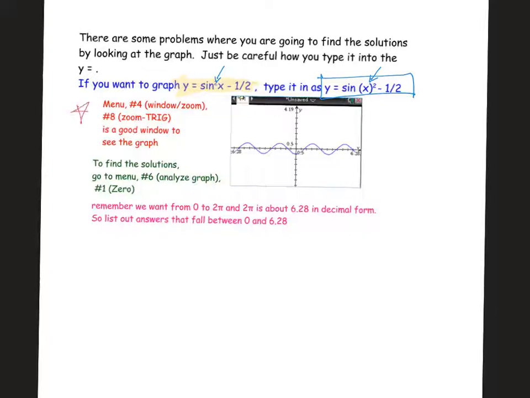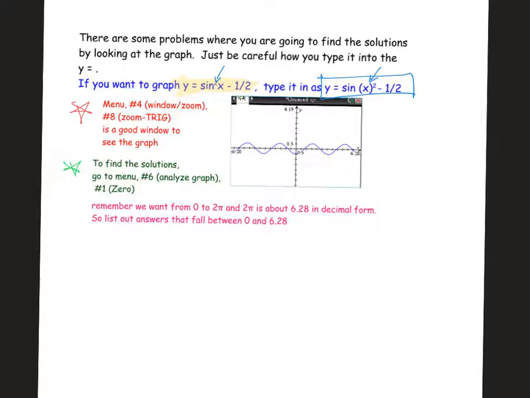Another thing is zoom trig is really helpful. I would recommend doing that anytime you're trying to graph a trig function. So you go menu, number 4, and then number 8 for zoom trig. If it asks you to find solutions, that's where it hits the x-axis, or where it would be 0. So you can go menu, analyze, and then find the zeros of the function.